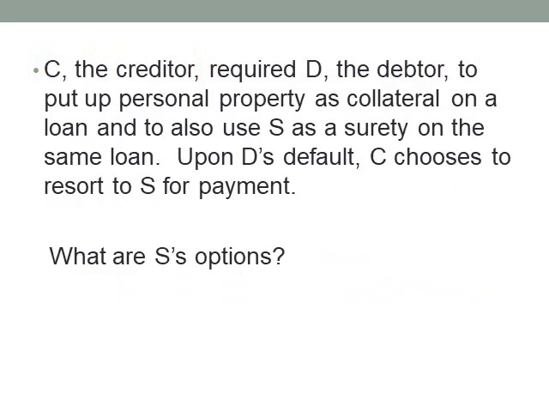So C, the creditor, required D, the debtor, to put up personal property as collateral on a loan, and to also use S as a surety on the same loan. So upon debtor's default, C chooses to resort to S for payment. And what are S's options? Well, S would have to pay the creditor because they are the surety. So now S pays the creditor, but they're also entitled to that personal property that was up for security.